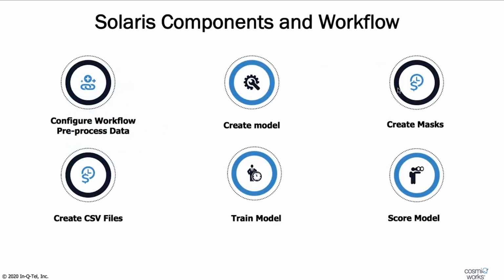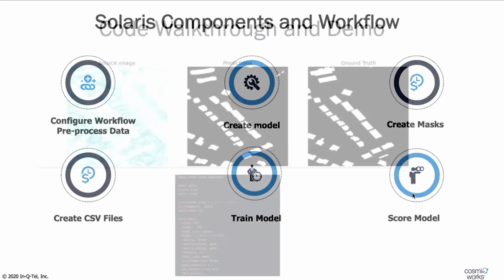So once again, to recap, our Solaris components and workflow that we went through are: first, we pre-processed the data and ensured that our data was set up in the files properly. Second, we created masks, which told us what the answers were for our training data. We knew where the building footprints were for our input images that we were training on. Then we created CSV files that we could pass into Solaris to tell Solaris where everything was placed. And finally, we trained the model in less than 3 lines of code. Then we scored our model and looked at the results.